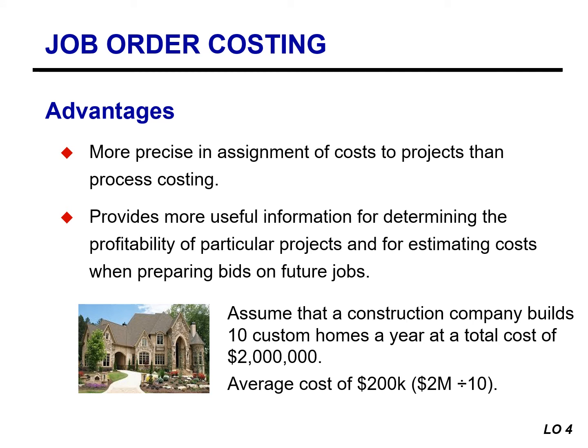If the homes are nearly identical, then this approach is adequate for purposes of determining profit per home. But if the homes vary in terms of size, style, and material types, using the average cost of $200,000 to determine profit per home is inappropriate. Instead, they should use a job order cost system to determine the specific cost incurred to build each home and the amount of profit made on each home. Job order costing provides more useful information for determining the profitability of particular projects and for estimating cost when preparing bids on future jobs.